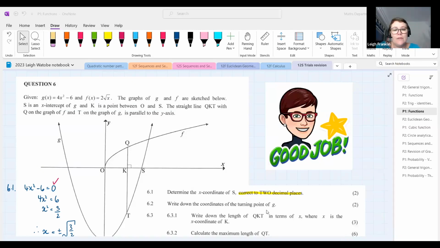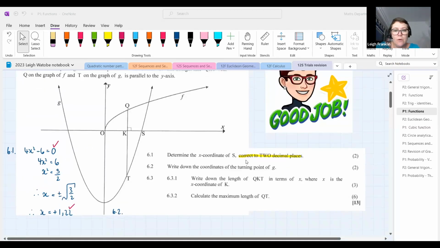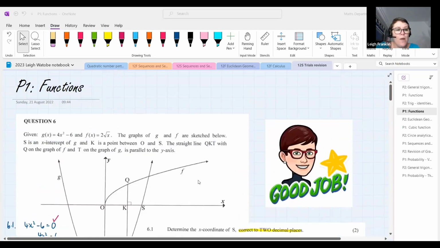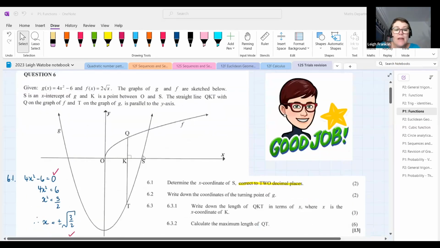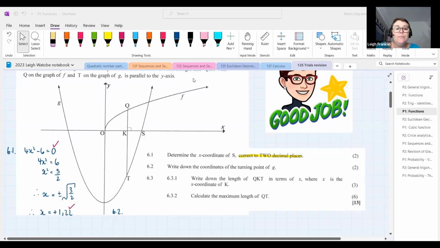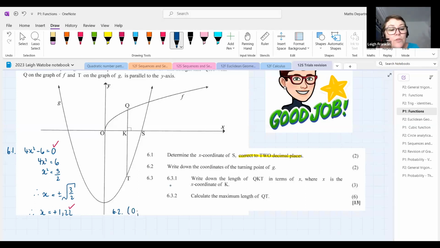Okay, so the coordinates at the turning point of G. Okay, because this is the graph 4x squared minus 6, it has not been shifted left or right. That means, that's it, well done. We can just write down the answer like it says, write down. Okay, so the coordinates will be at 0 and minus 6. Okay, so everybody's happy with that. And it would be 1 mark on the X, another mark on the Y.